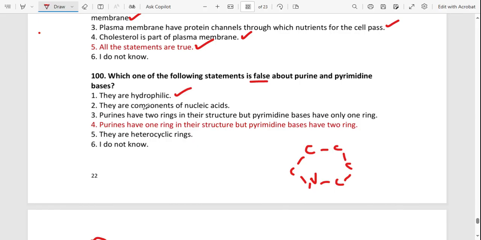Want something that's false. They are components of nucleic acid. That's true. Purines have two rings. Yeah, purines are double ringed. You have got one ring which is six membered, and then you have got one ring that is five membered. Pyrimidines have got only one ring which is six membered. Purines have one ring, so this is the opposite. They are heterocyclic. Yes, heterocyclic means that with a chain you have got different atoms. You don't have only carbons around. You have nitrogens, carbons, like that. That's heterocyclic. So that is it with 2024 BIO 1400 exam.